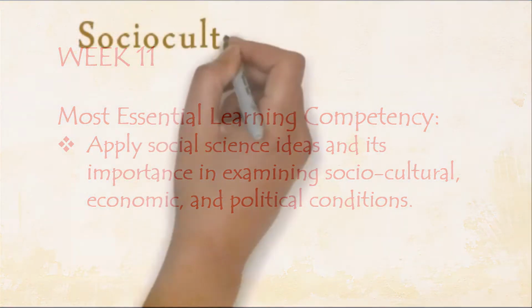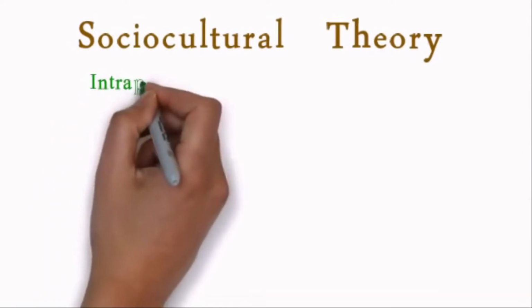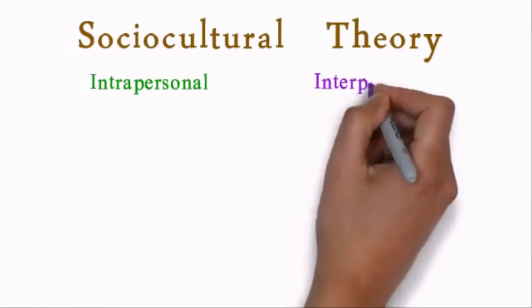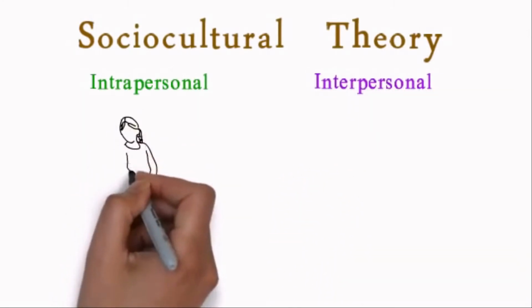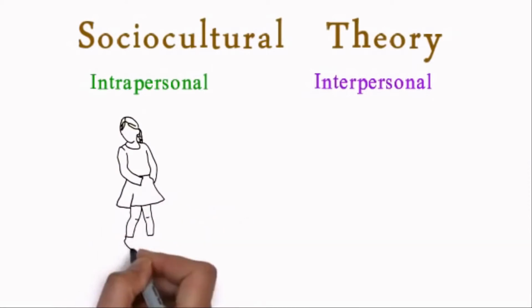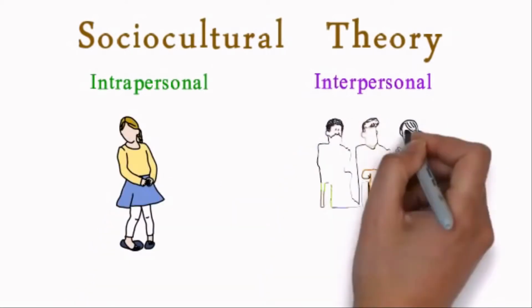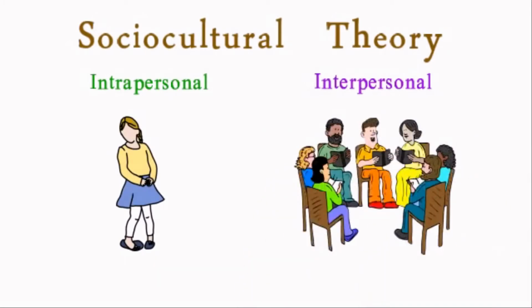We will discuss the main areas of sociocultural theory. There are two forms of interaction with SC theory: intrapersonal and interpersonal. Intrapersonal is any interaction within the person, such as inner speech or private speech. Interpersonal is any interaction that is done between another person or a group.